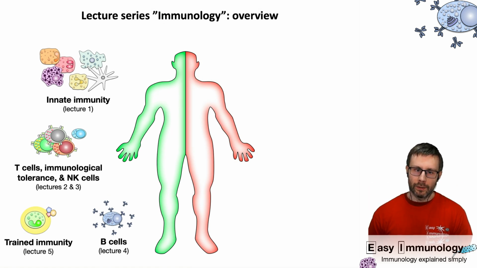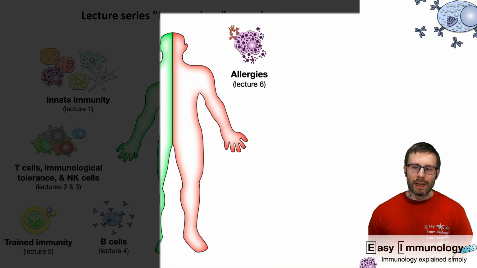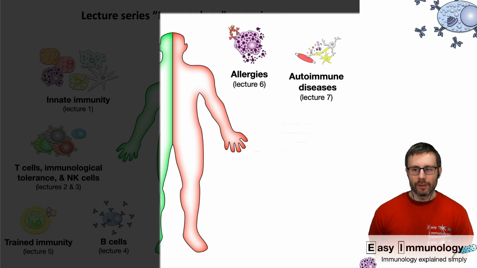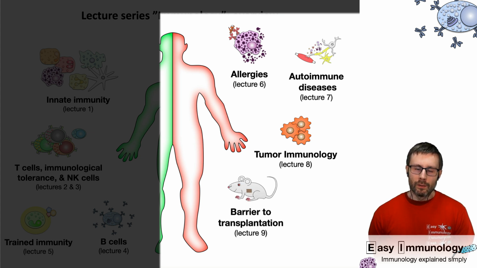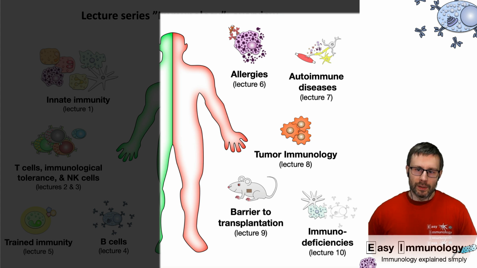Then we will switch to the pathological side of immunology. We will look at misdirected immune responses as causes of allergies and autoimmune diseases. We will look at the interaction between the immune system and tumor cells, and how usually the immune system eliminates tumor cells and how it can lead to the tumor suppressing the immune response. We will look at the immune system as a barrier to transplantation, and finally we will close with the immune system as cause of immunodeficiencies, when one or more components of the immune system are either completely missing or not functioning correctly, and this can lead to severe disease.